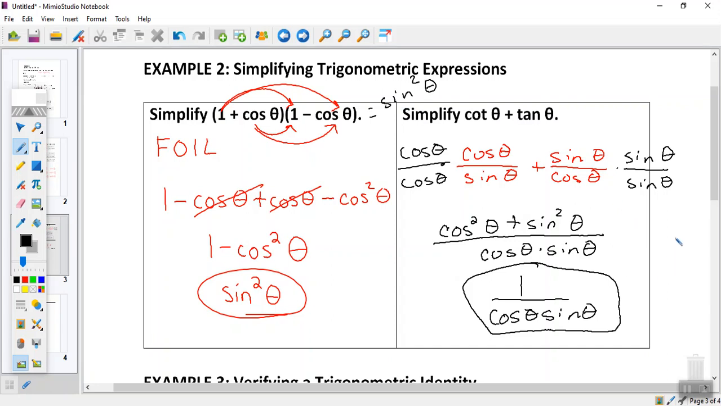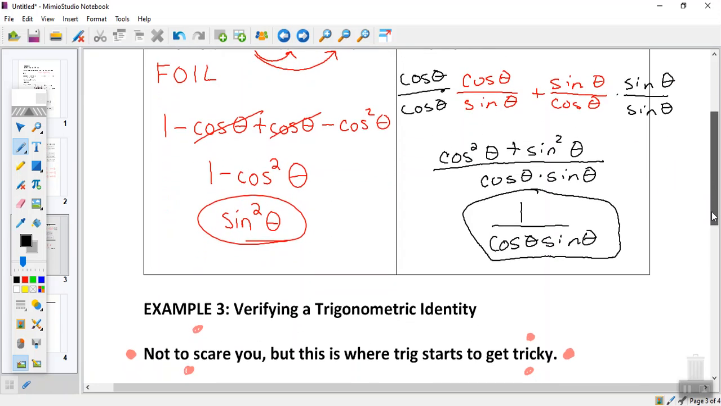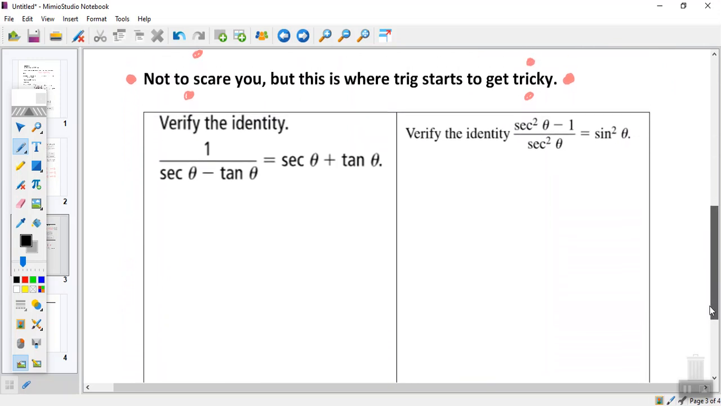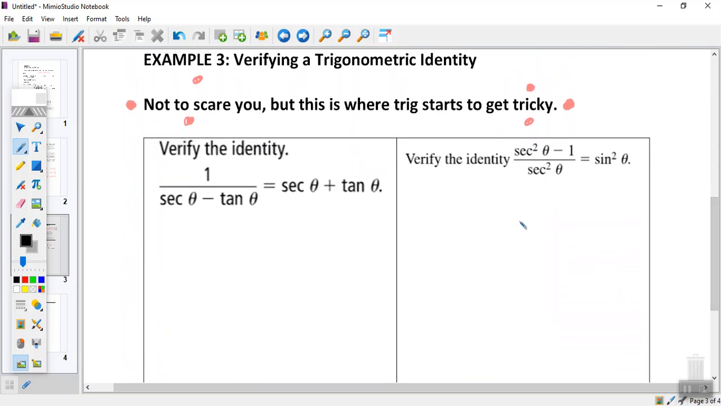The best way to verify an identity, kids, is usually to pick the side that looks easier to work with. That's not always going to be true, because over here, the easiest-looking side is not obvious. Maybe it's to our advantage to start with the trickier side and see if we can get to the other side. It doesn't matter which side you pick. So let's actually pick the tricky side over here.